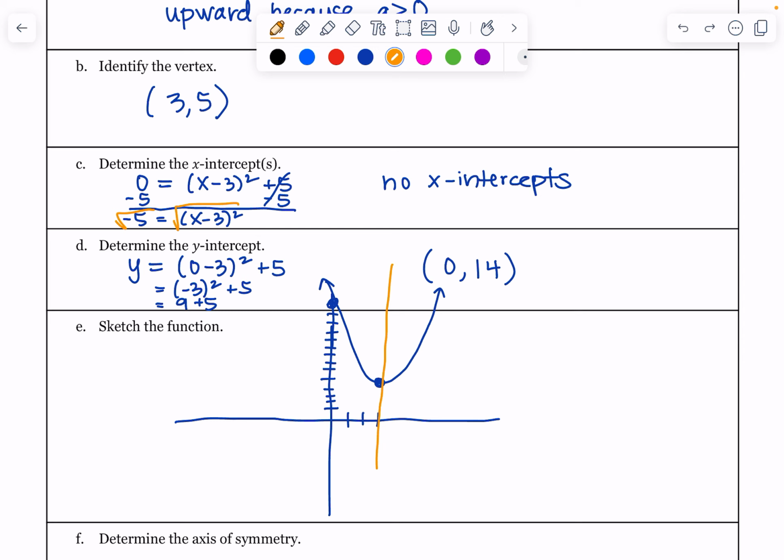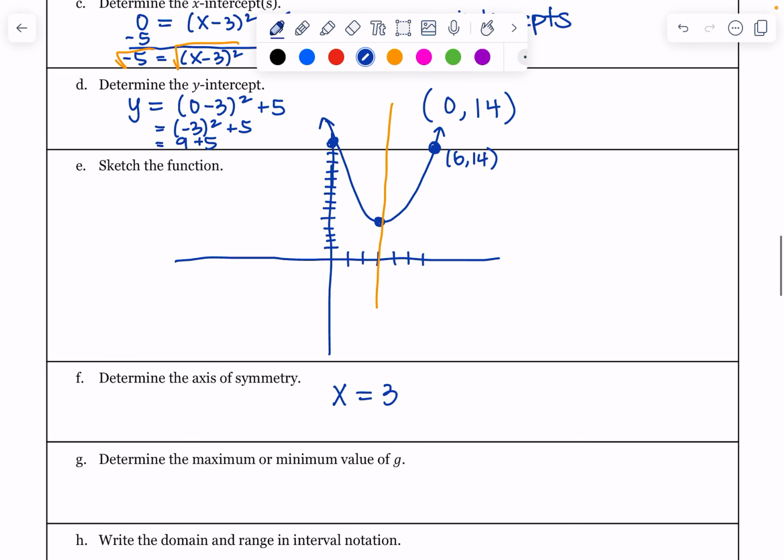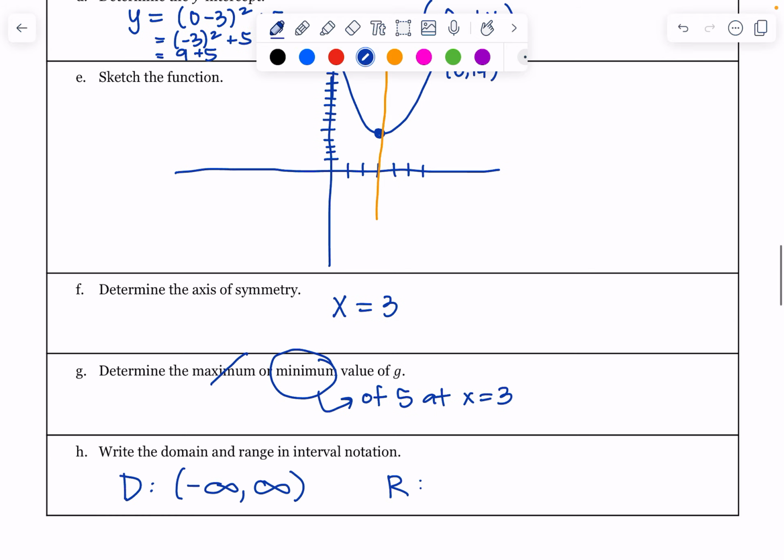So let me back up. Right here I can add a dot, and that would be at (6, 14) by symmetry. Okay, so we did this here. The axis of symmetry would be x equals 3. Determine the maximum or minimum value. The minimum value of 5 happens at x equals 3, and that's always going to happen at the vertex. Then write the domain and range in interval notation. The domain would be all real numbers, and the range starts at 5 and then goes up, so it would be 5 to infinity.